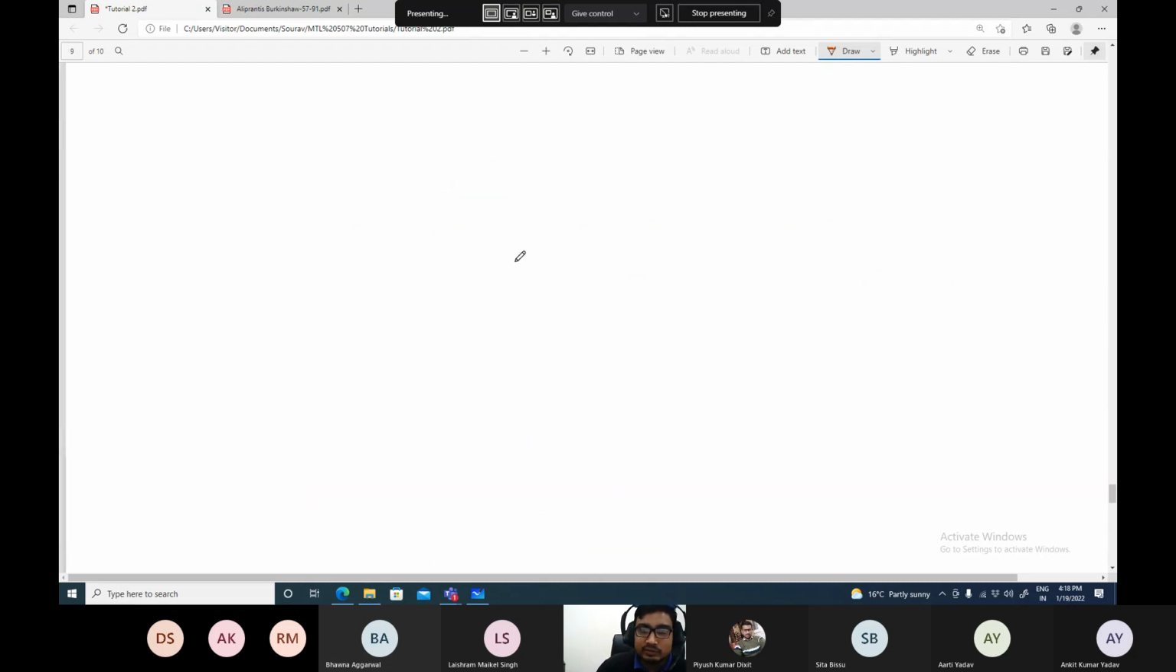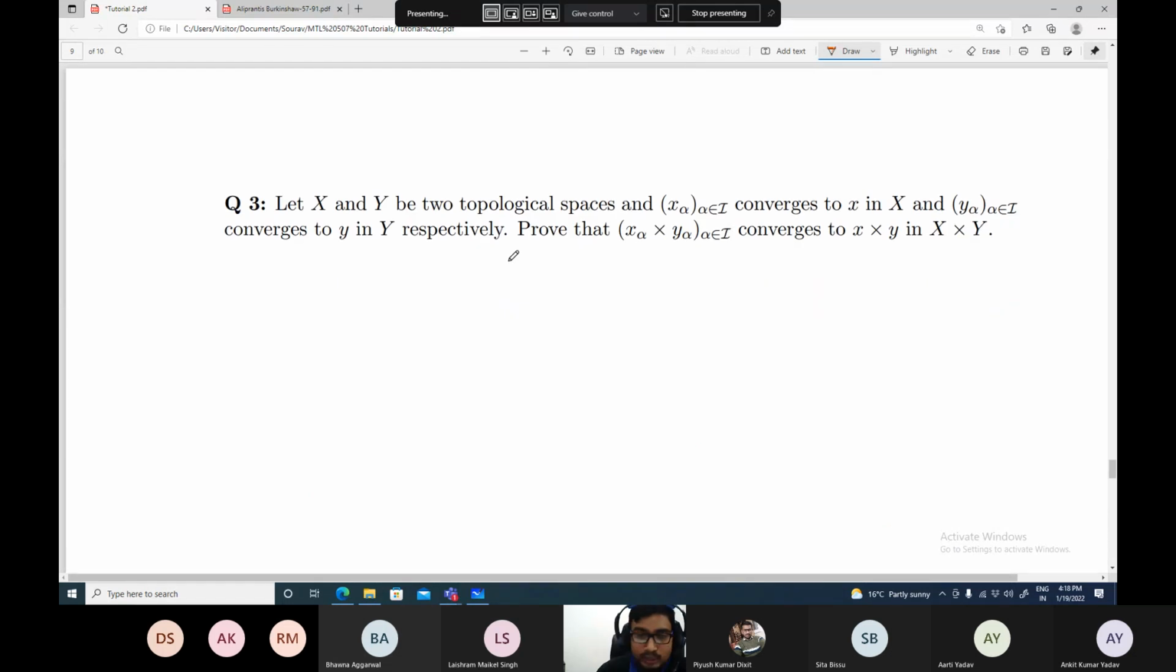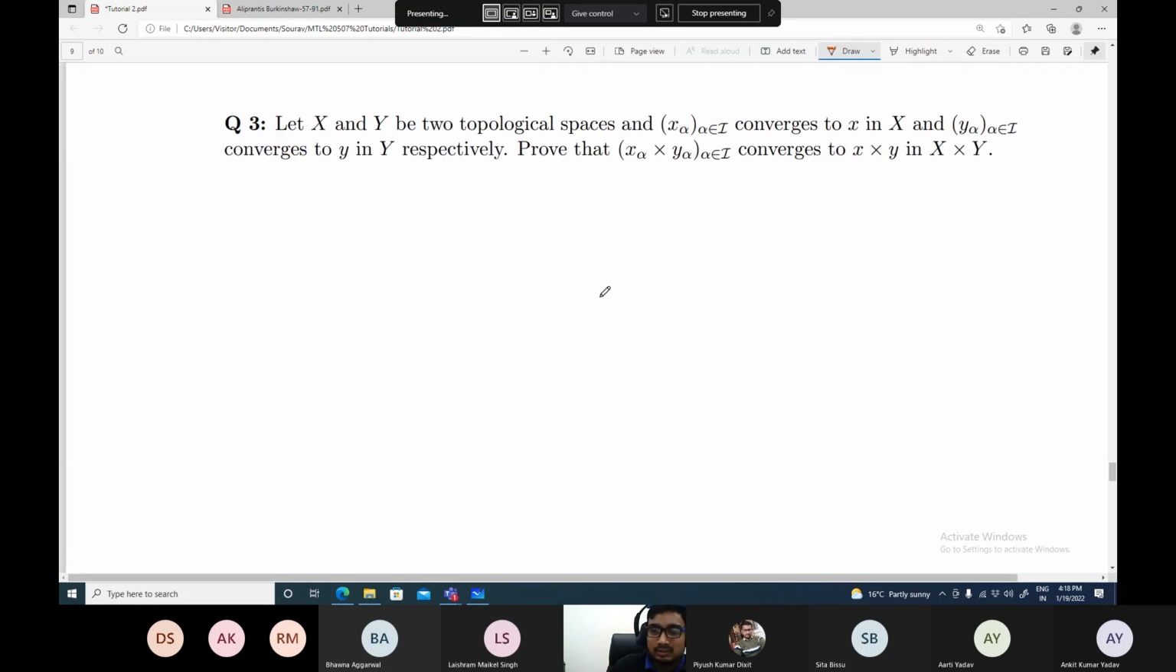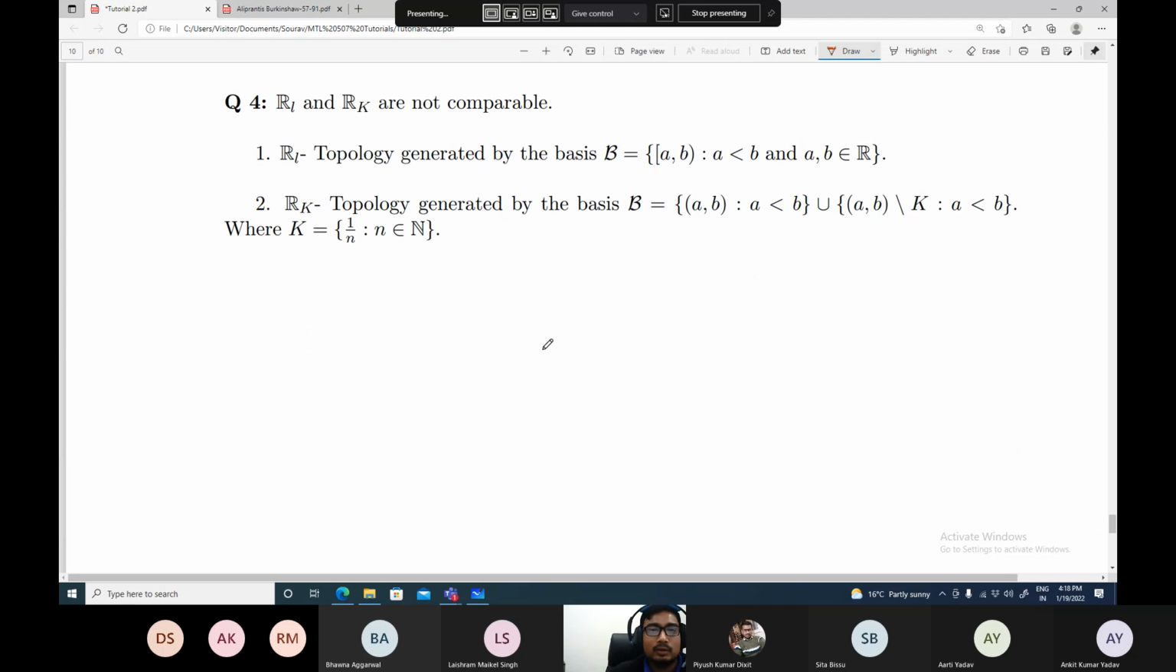Okay. Let me just give you some hints. Do you know the product topology? No, right? Okay, then we will solve it after you learn product topology. Then leave this one, and the final one: this RL and RK are not comparable.